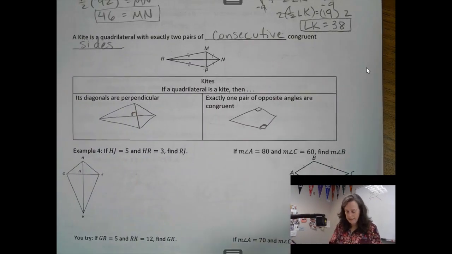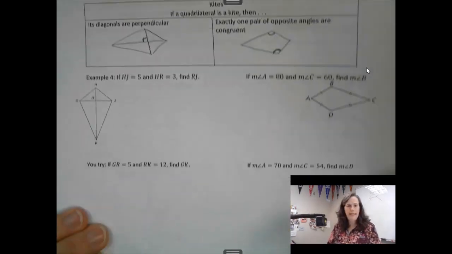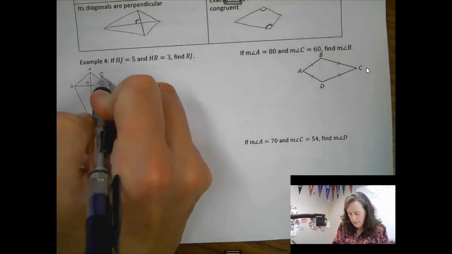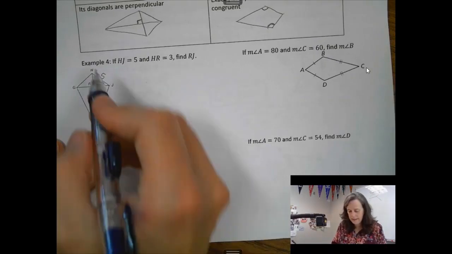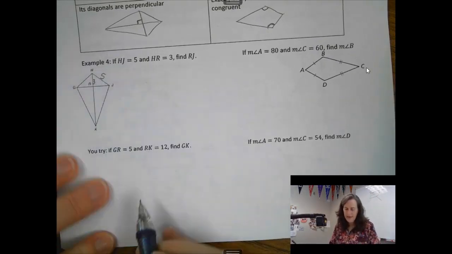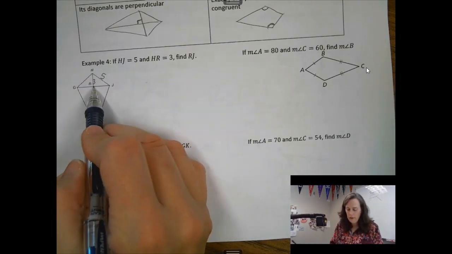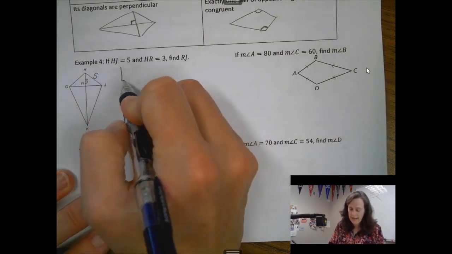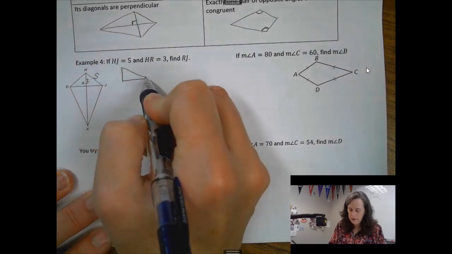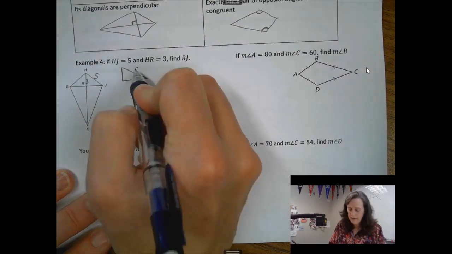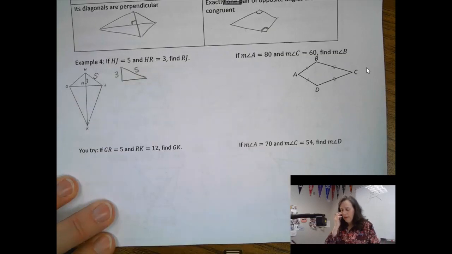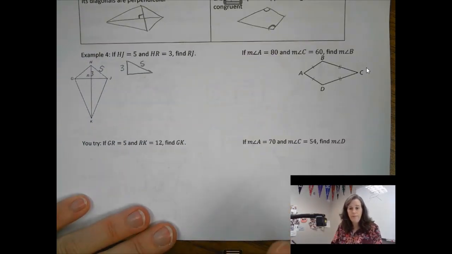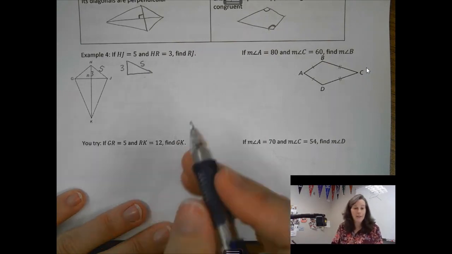All right, let's try this. Example 4 says, if HJ is 5 and HR is 3, that's that little line there, find RJ. Let me pull that little triangle out. So we're just looking at this piece. This is 5 and this is 3. Do you remember how we find the third side of a triangle? We need to do the Pythagorean theorem.